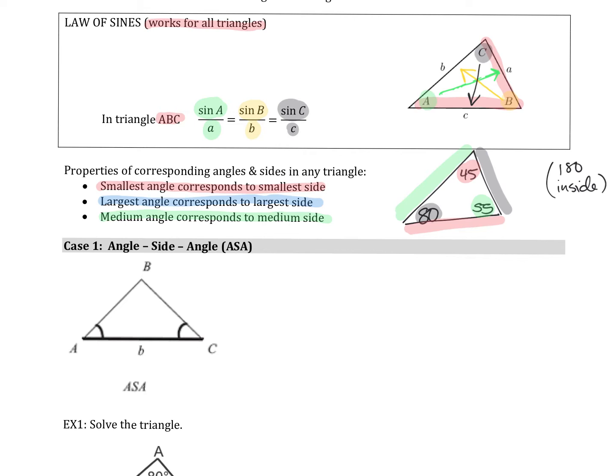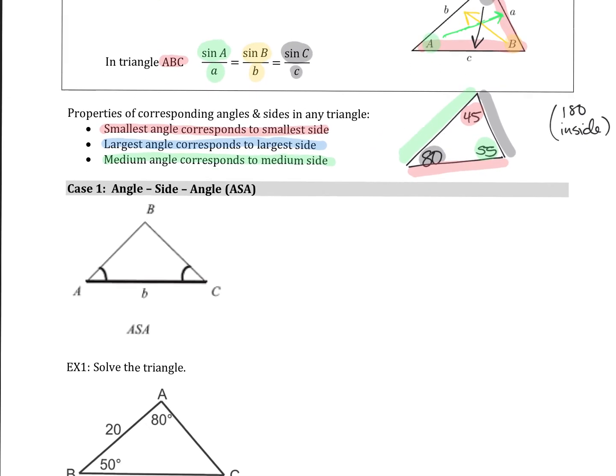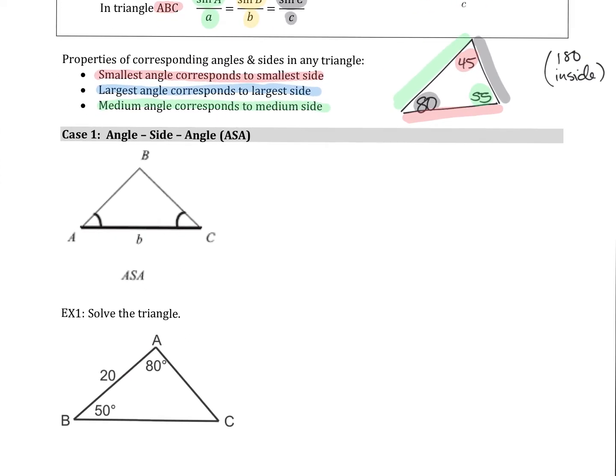There are going to be three cases for different triangles. The first case we call angle, side, angle. Why do we call it that? Because we're given, directly in this order, an angle, and then a side, and then an angle. Note, they have to be directly next to each other. It wouldn't make sense if we had an angle, a gap, an angle, and then a side. That's not what we're talking about. We directly have next to each other an angle, a side, and then an angle.